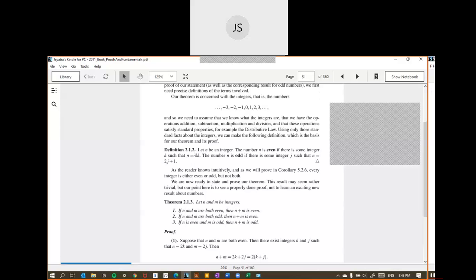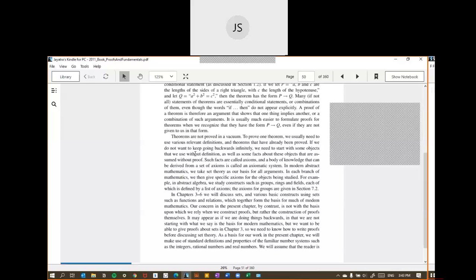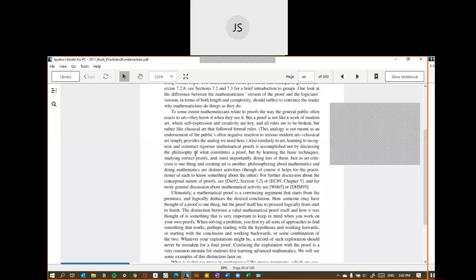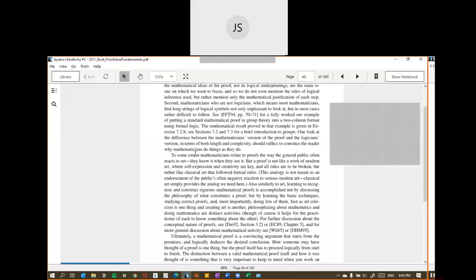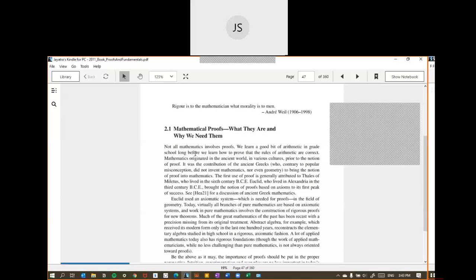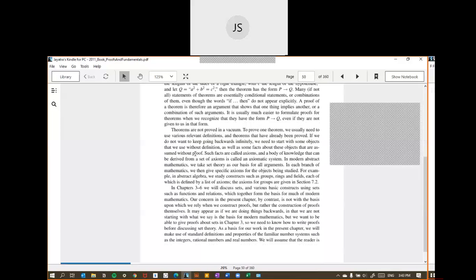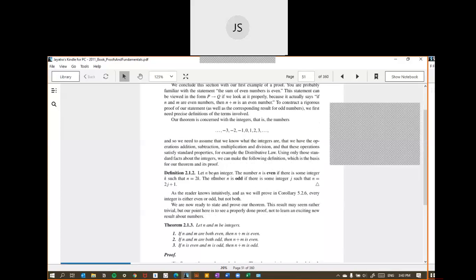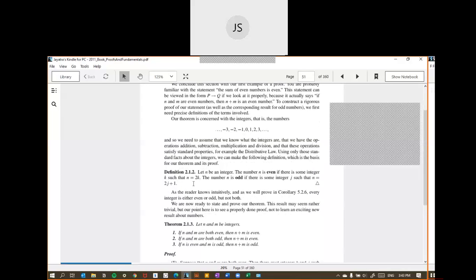Now, we come to our first definition. I think this is our first important definition. If n is an integer, n is even if there is some integer k such that n is equal to 2k, and n is odd if there is some integer j such that n is equal to 2j plus 1. And we define even and odd integers in such a way.